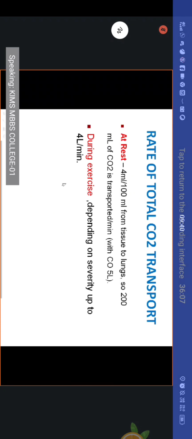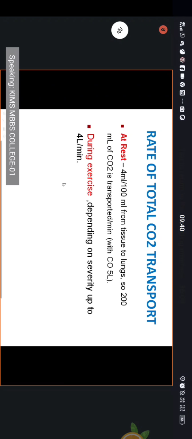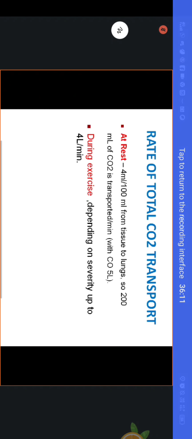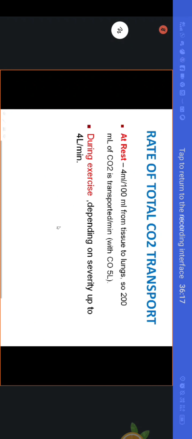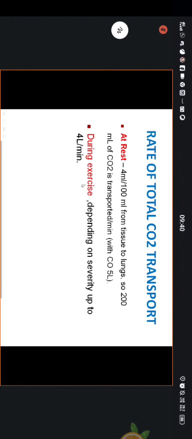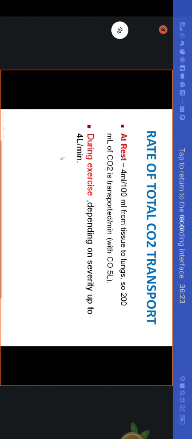Whereas during exercise, because there is increased metabolism, similarly increased circulation also. So depending upon the severity of exercise, the carbon dioxide transport rate also will vary. It can increase up to 4 liters per minute also.